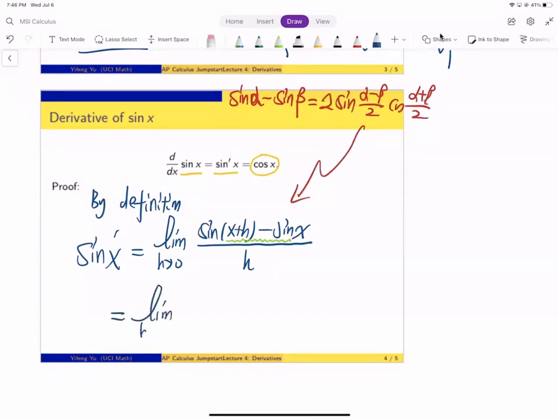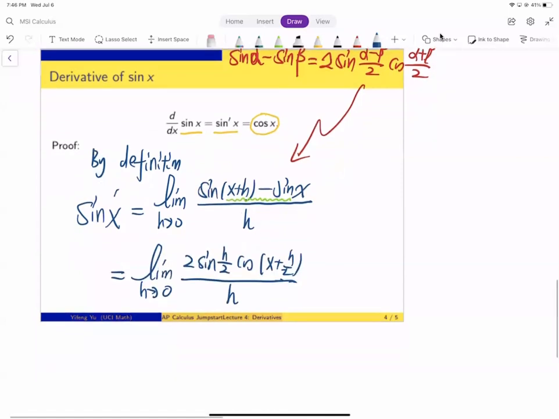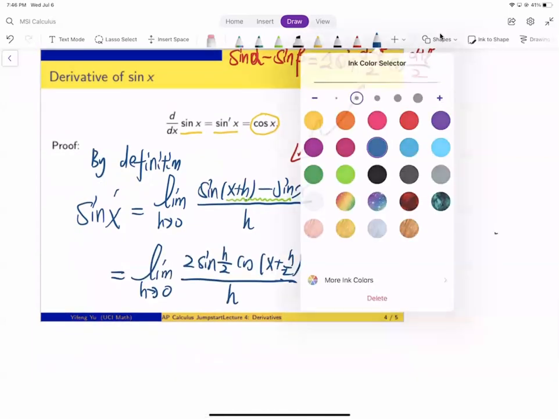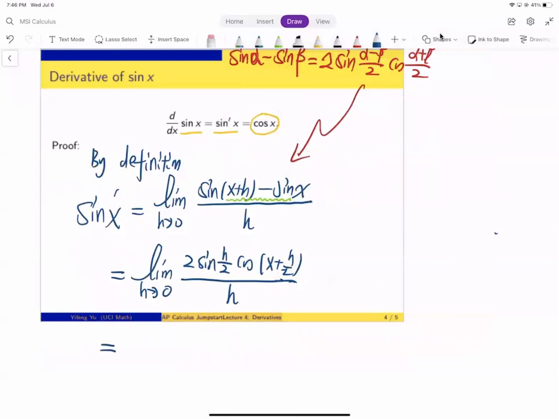So just the limit as h goes to 0, and this is the h, right? So this is h, it's twice sine, so sine, this will be h over 2, and cosine, this is x plus h over 2, right? Okay, now we can separate this into two parts, right? So let's separate this into two parts. One part is this, right? And the other part is that, okay?